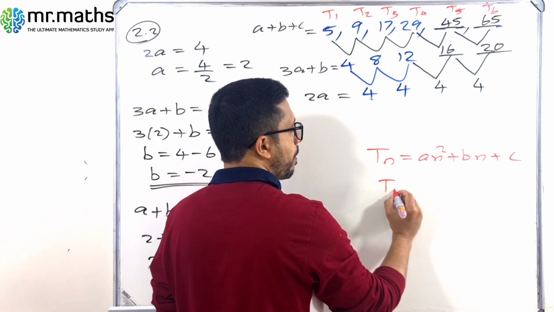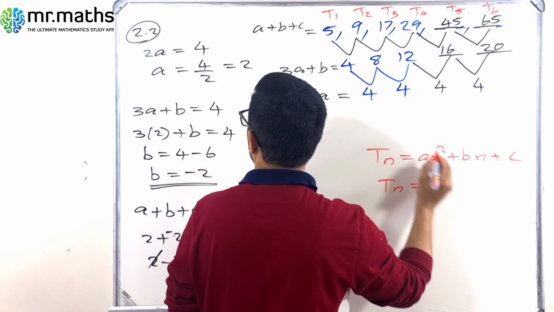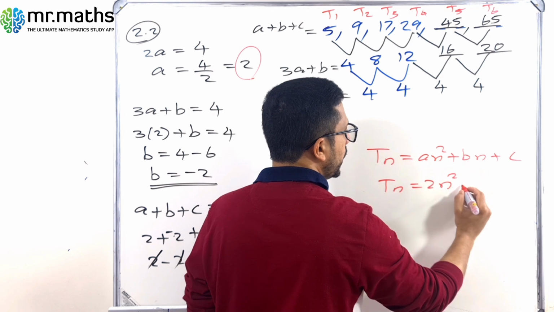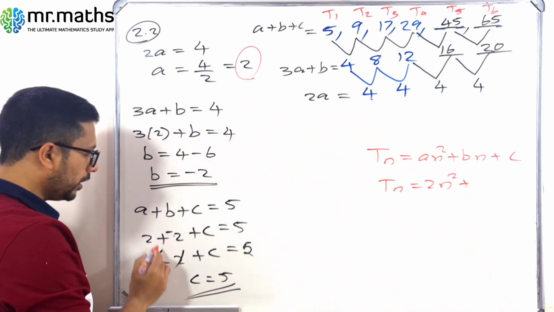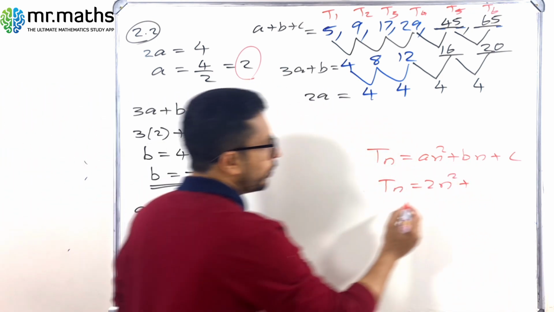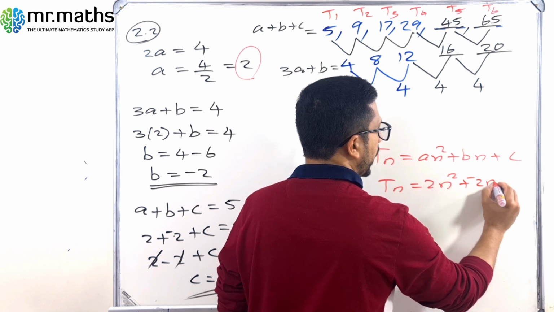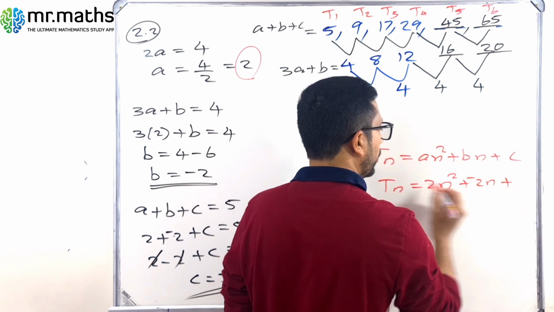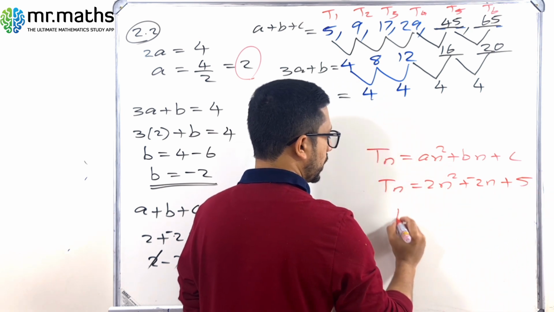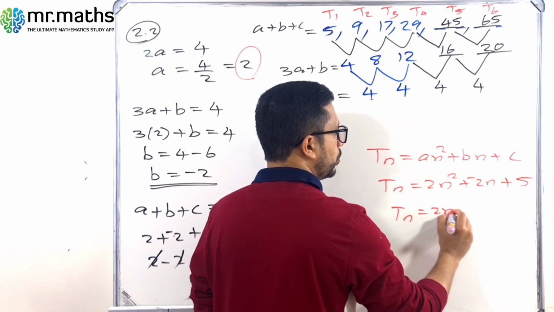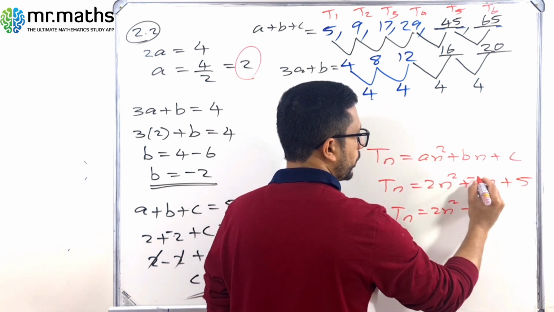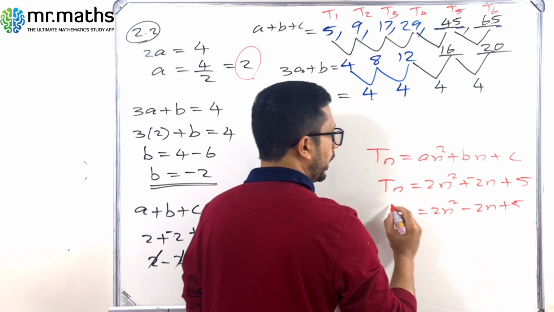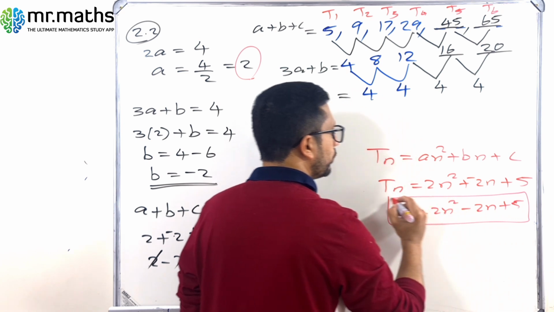So what is Tn? Tn is equal to an square. What is A? It is 2. 2n square. What is B? Plus B. B is minus 2. So plus minus 2n plus C. C we got it as 5. So once more, Tn is equal to 2n square minus 2n plus 5, and that is what we want to prove.